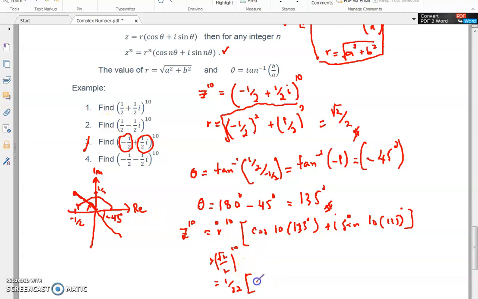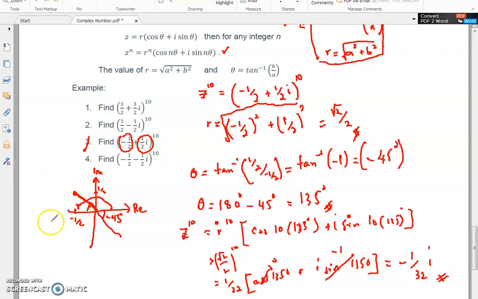So it will be cos 1350 plus i sin 1350. Cos 1350 becomes 0 if you press the calculator, and sin 1350 is supposed to be negative 1. So negative 1 multiplied by i will be negative i. The final answer will be negative 1 over 32 i. That is your final answer.